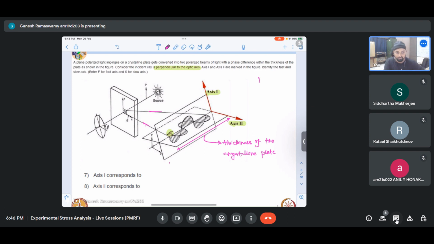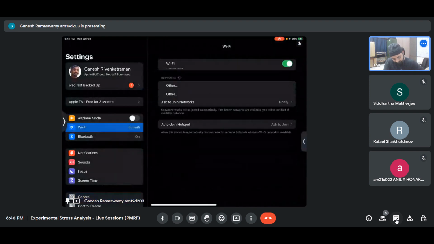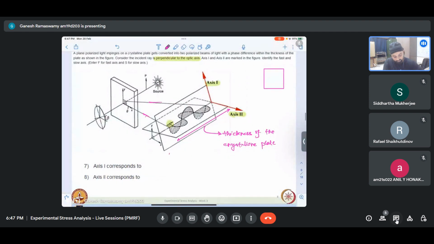One minute. The screen is not getting reflected. What is the issue? Okay, yeah.